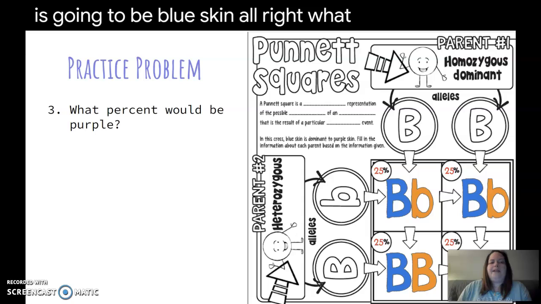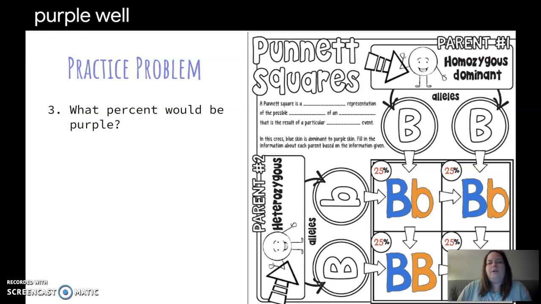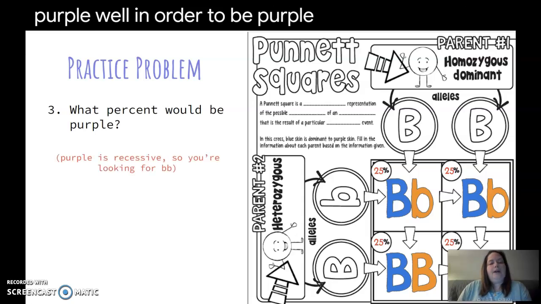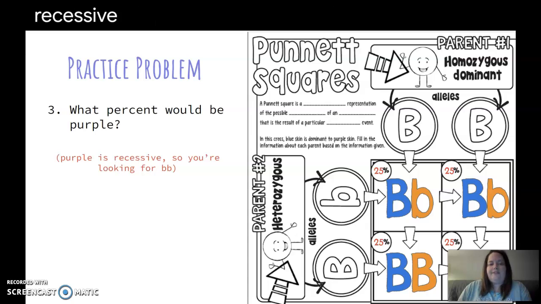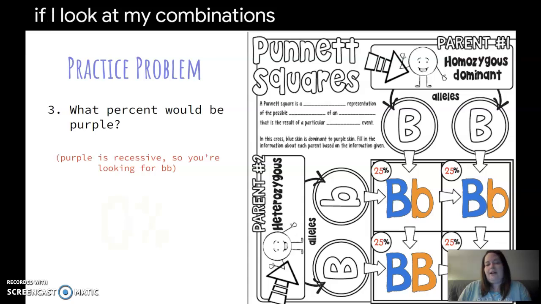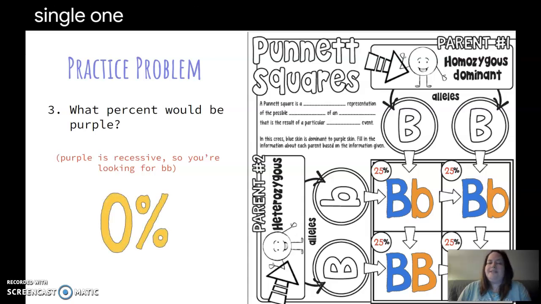All right, what percent could be purple? Well, in order to be purple, okay, purple is recessive, so that means I'm looking for little b. If I look at my combinations here, I don't have a single one. So that means I have 0% chance of having purple-skinned offspring.